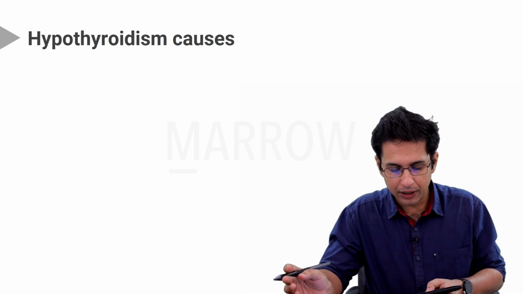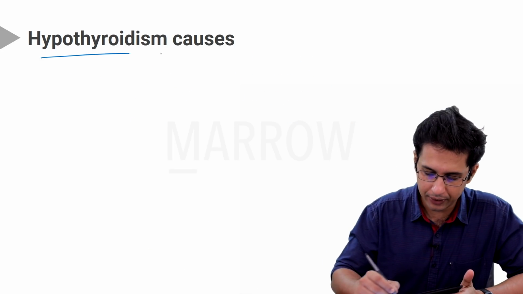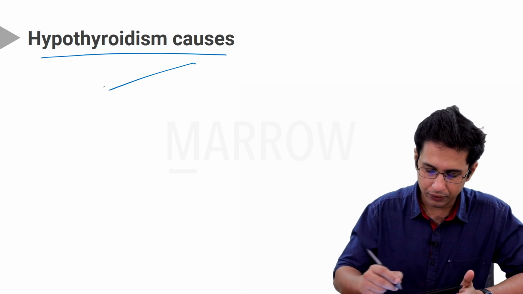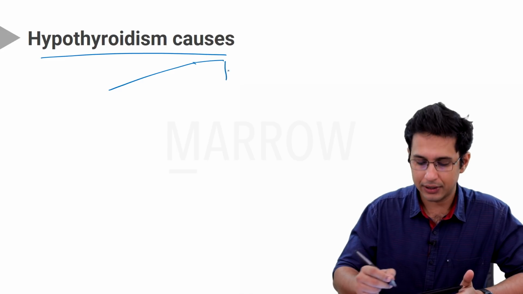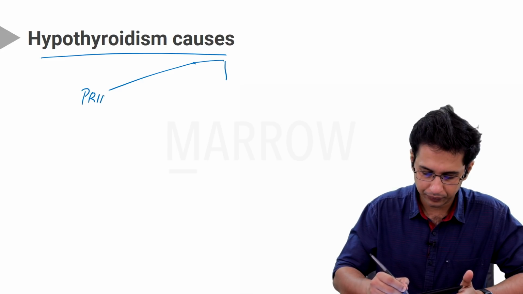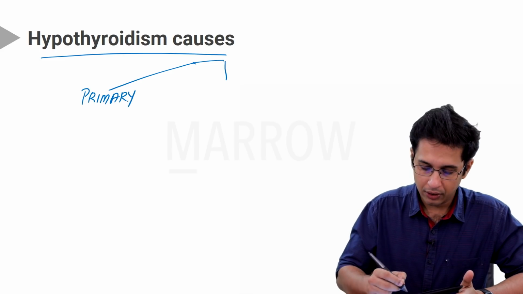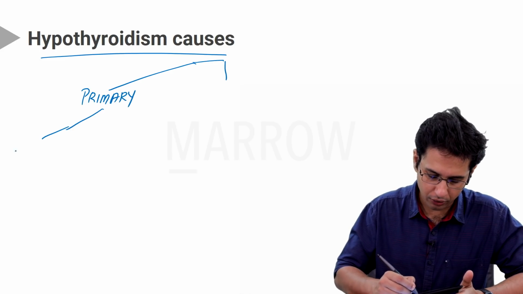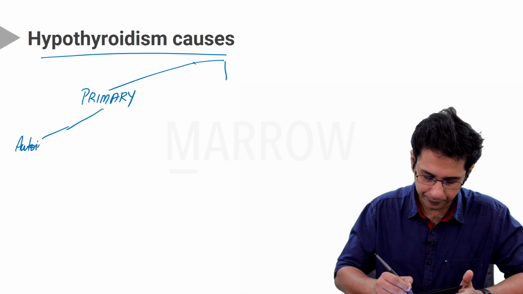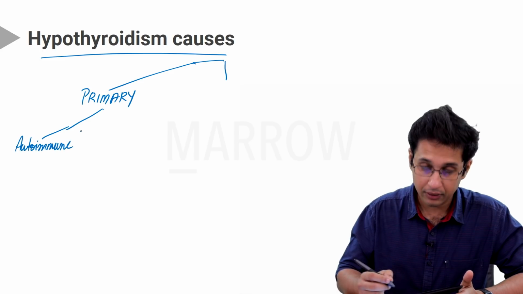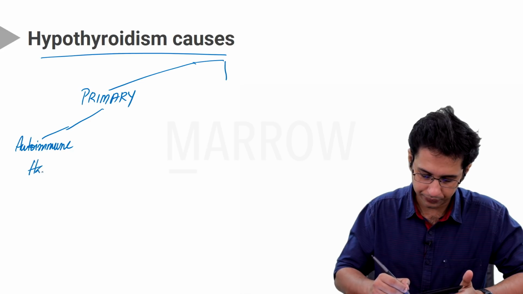Now let's come to the adult causes of hypothyroidism. I'm going to divide it into 3. First is primary, where there is a gland problem. In the primary, the most common cause is autoimmune, and you know the name, right? What is the name? Yes, Hashimoto.